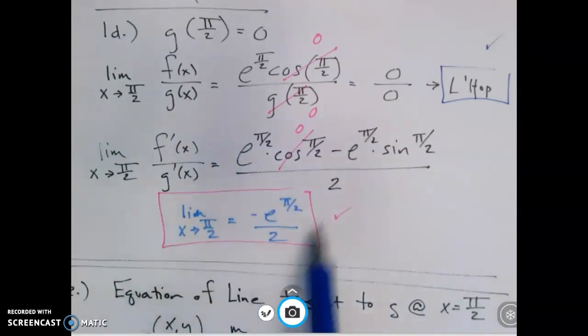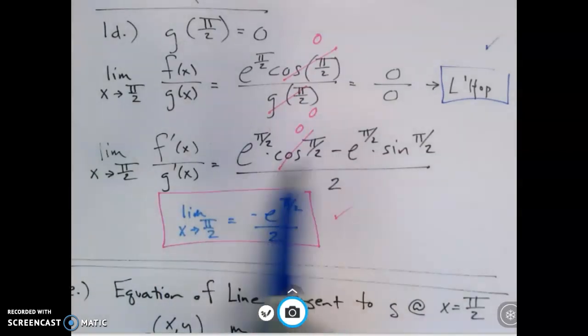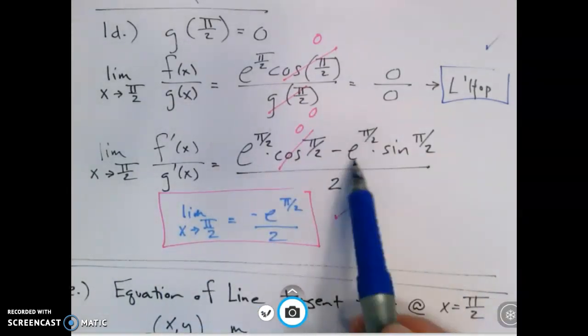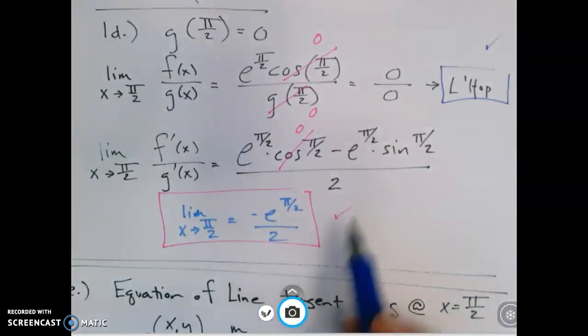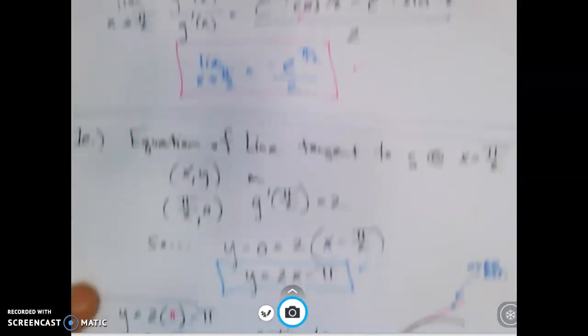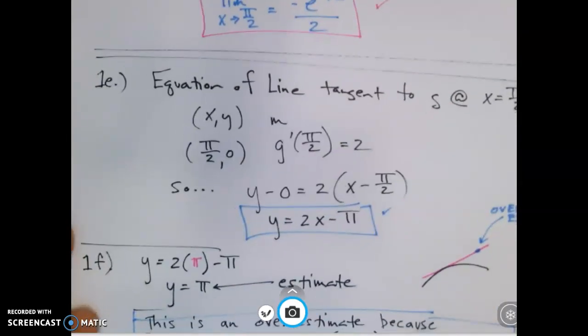So we then reevaluate the limit at pi halves. This first part goes away. Be careful here. This is negative this, and sine of this is 1 over 2. There's our answer. We do not want to put that in decimal. It doesn't matter, but we don't have to worry about that.